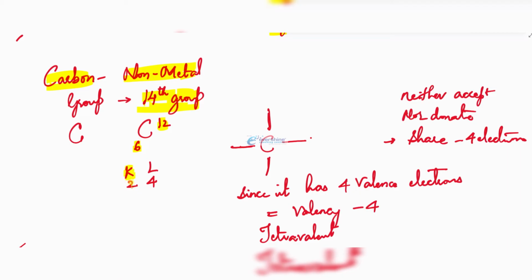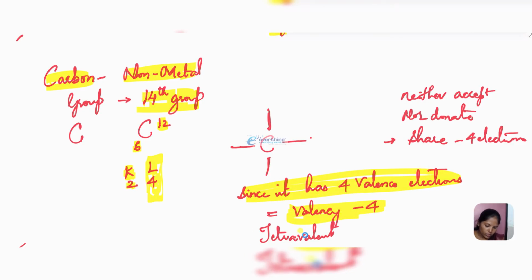In K shell it has 2 electrons. In L shell it has 4 electrons. Since it has 4 electrons in the outermost shell, its valency is 4. It can also be called tetravalent.